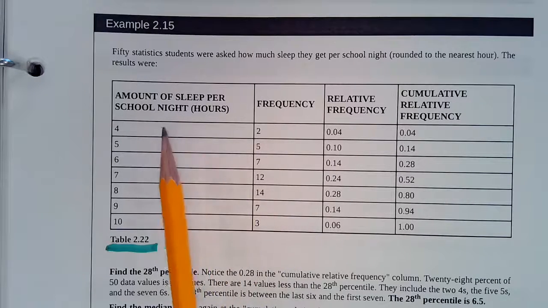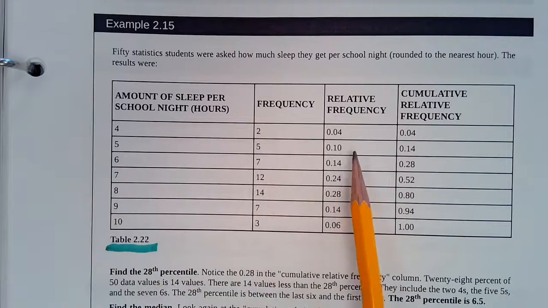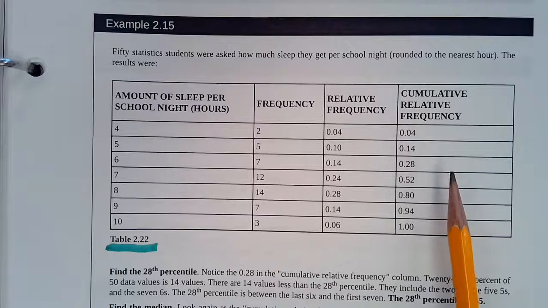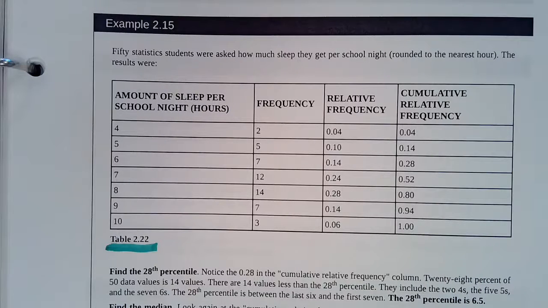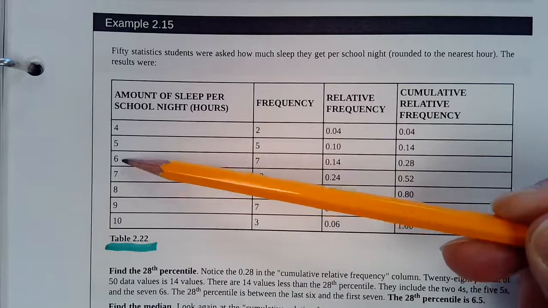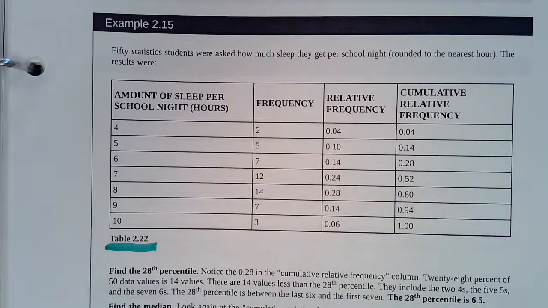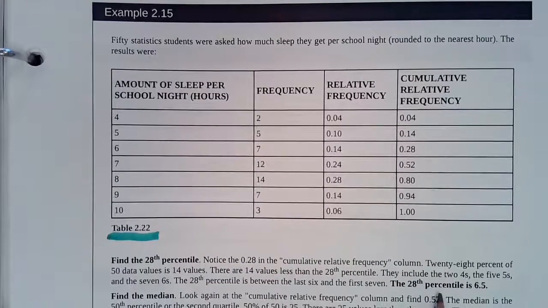So we have our hours of sleep on a school night, and then our frequency, relative frequency, and cumulative relative frequency. If we're looking for the 28th percentile, up here is going to be the upper end of our 28th percentile. So right here's our boundary point. That 28th percentile lies right between our 6 and our 7, so it's going to be 6.5. So the 28th percentile is 6.5.